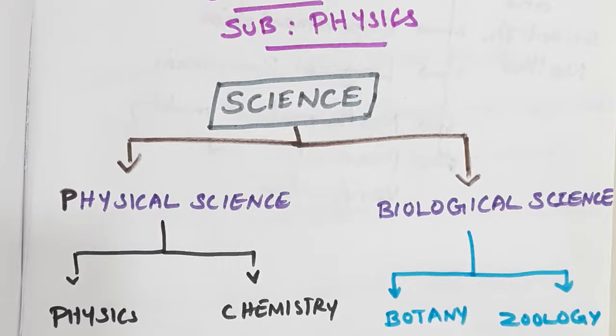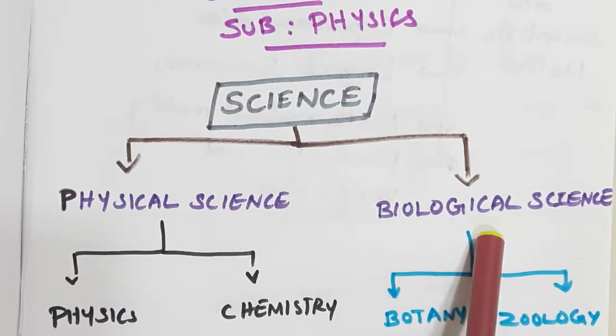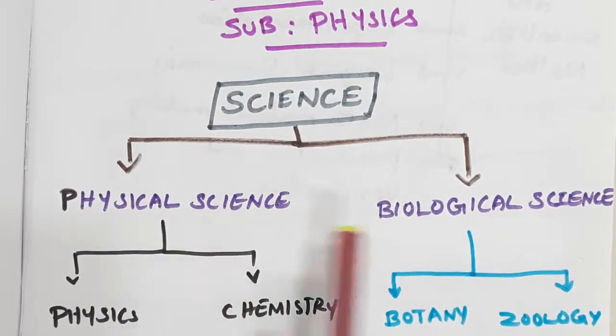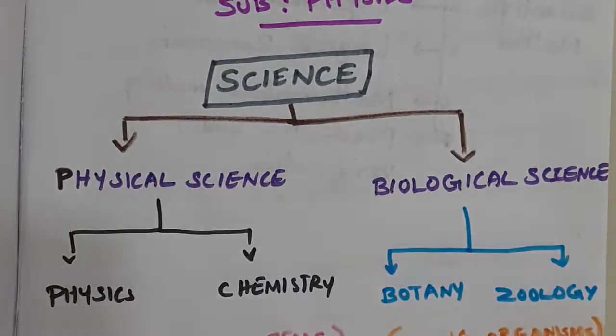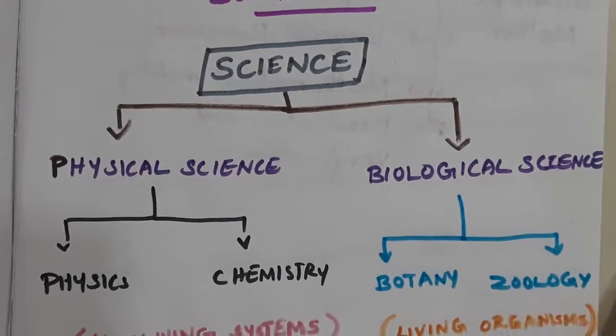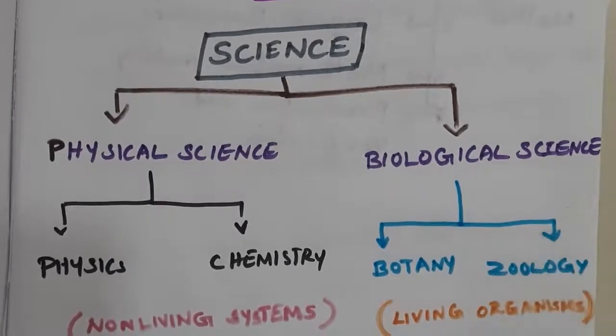Last year in science subject, you had 4 parts: physics, chemistry, botany, and zoology. Isn't it? Actually, science has 2 main classifications. One is physical science, another one is biological science. So in physical science, you'll be learning physics and chemistry. In biological science, you'll be learning botany and zoology.